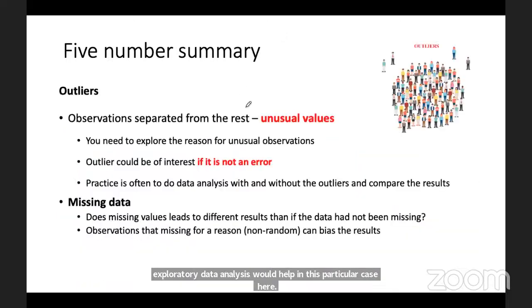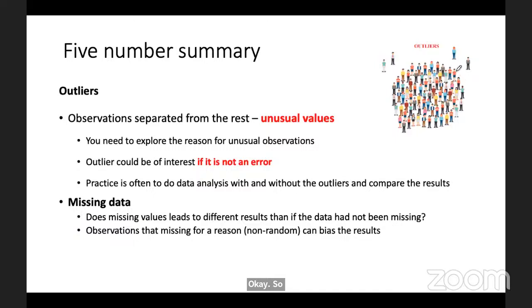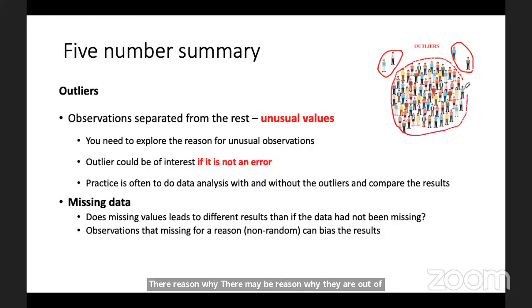Okay, so outliers. If you see here, we seem to have these gentlemen and ladies who are a bit off the rest. So these are outliers. There may be reasons why they are out of the crowd. Maybe they were put out there by mistake, or because they have something different. They are unique in their own way. So outliers are separated from the rest. They are unusual values. You may need to explore the reason why these values are different from the rest. Are they errors? If they're not errors, then they could be of interest to you.